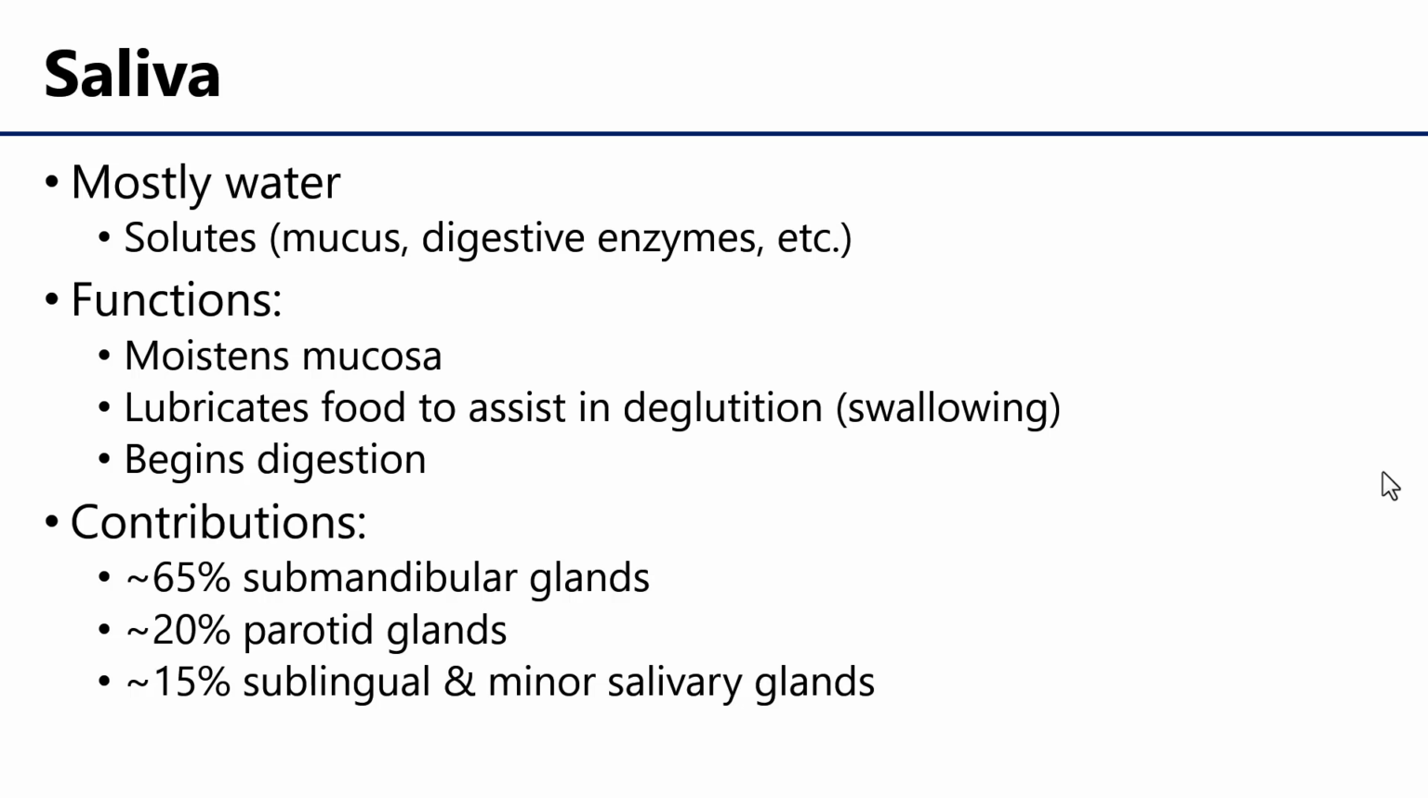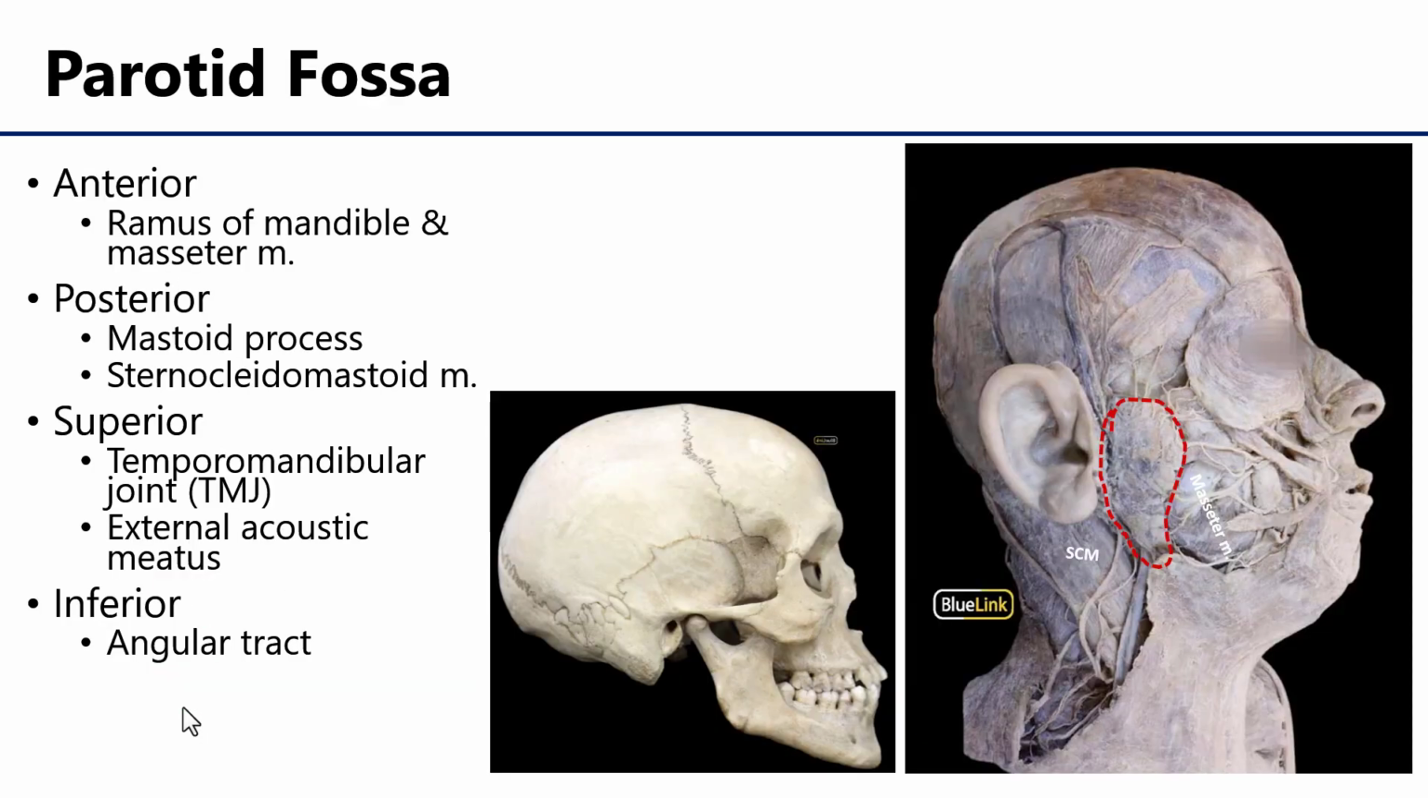When we look at the various salivary glands, we see that most of the secretions of saliva, so about 65% of which, is the product of submandibular glands, whereas about a fifth of it, or 20%, is the product of the parotid glands, and the remaining 15% is secreted by the sublingual glands and the various minor salivary glands.